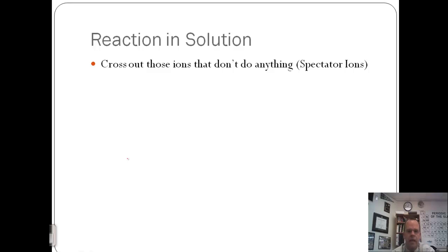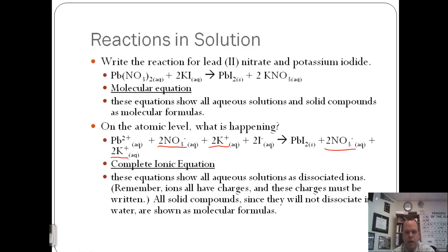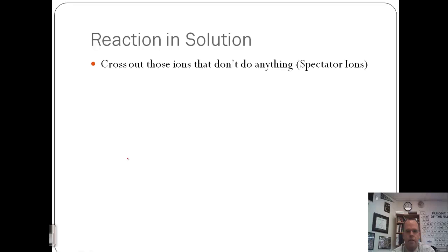Think of the term spectator. When you're a spectator, you generally are just watching the action, you're not actually participating. So a spectator ion is those ions that are not actually participating in the reaction. The potassium and the nitrate we were looking at previously, they're just spectating this. So the real reaction that's actually taking place here is lead 2+ aqueous reacting with 2 iodide aqueous anions to form lead 2 iodide solid. This is known as the net ionic equation.